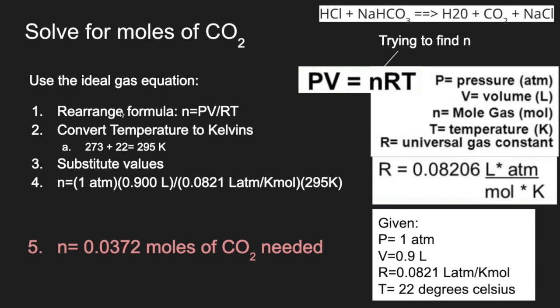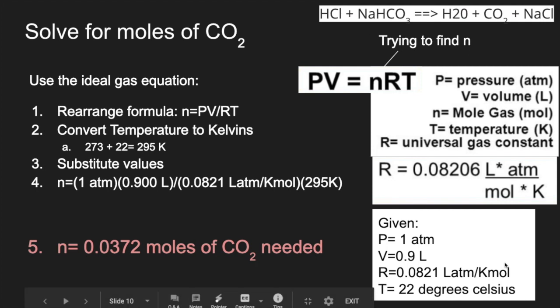Let's start by solving for the moles of carbon dioxide. To do this, we will be using the ideal gas equation, which is PV equals nRT. We are trying to find n, or the number of moles. P represents the pressure in atm, V represents volume in liters, n represents the moles of gas, and T represents the temperature in Kelvin. Do not forget that it must be in Kelvin. And R is the universal gas constant, which is 0.08206 liters atm per mole Kelvin. I have added the general equation of this question on top in case you guys forget.